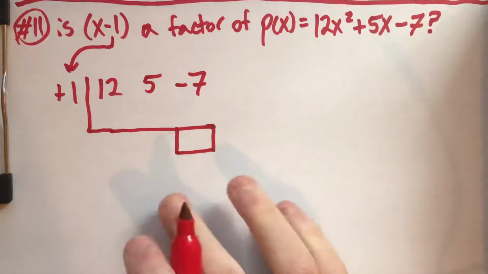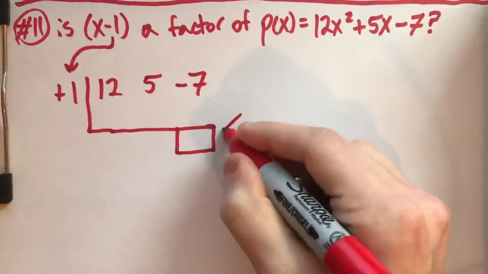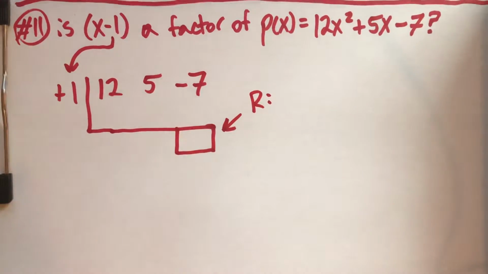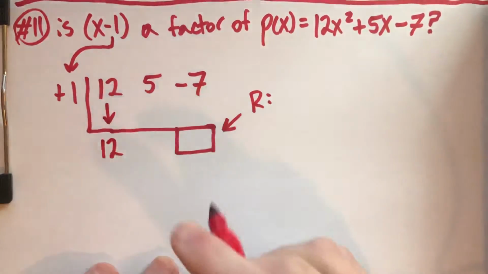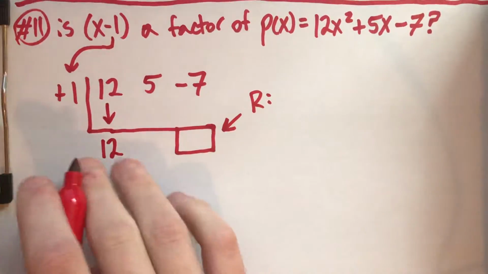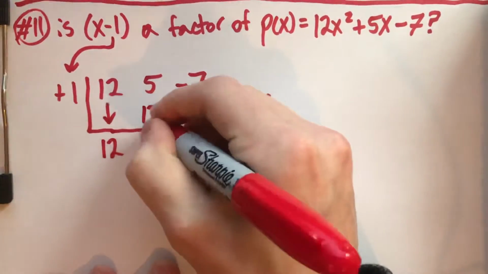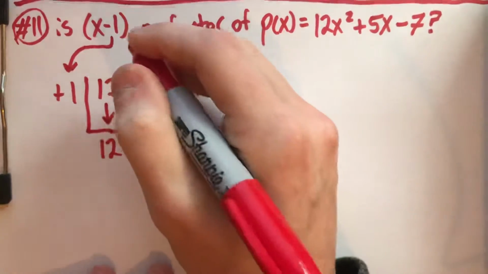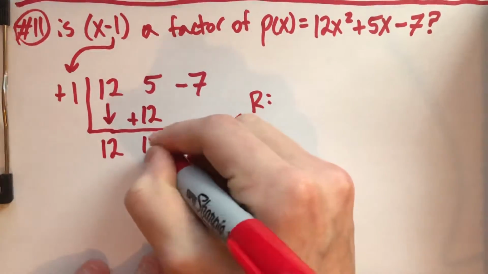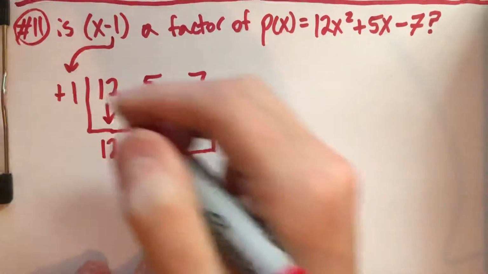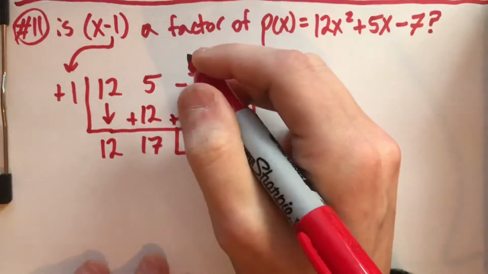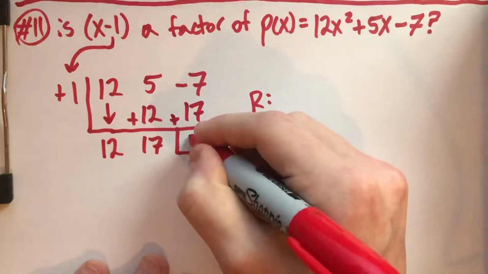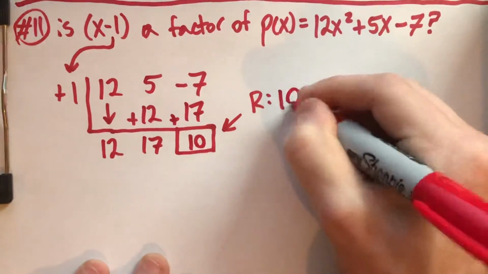Now remember, the question is going to be yes or no depending on what this remainder is. So we will have to find out what the remainder is to know if the answer is yes or no. Okay, first step, bring the 12 straight down. This factor out front makes things super easy. We take 12 times 1, get 12. Add those straight down. 5 plus 12 is 17. If we do 17 times 1, we get 17 again. Add those straight down. 17 plus negative 7 is going to be 10. So my remainder is 10.